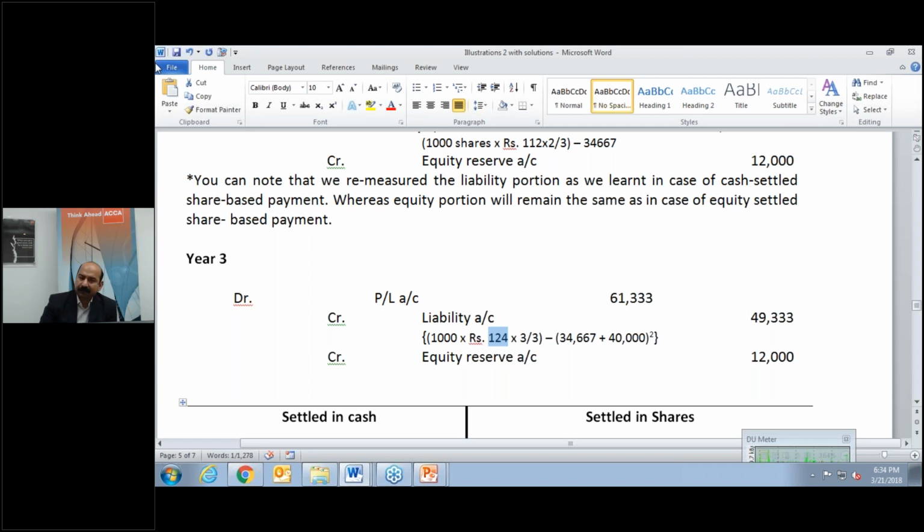We can have Maghrib prayer break. Then we will continue with the second part of this illustration, which is interesting.